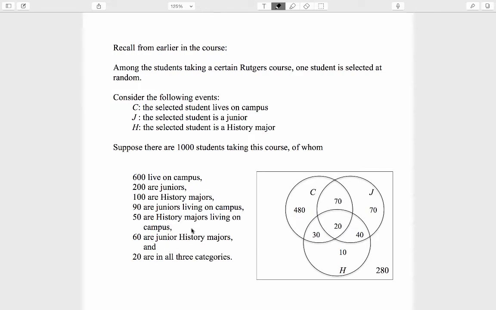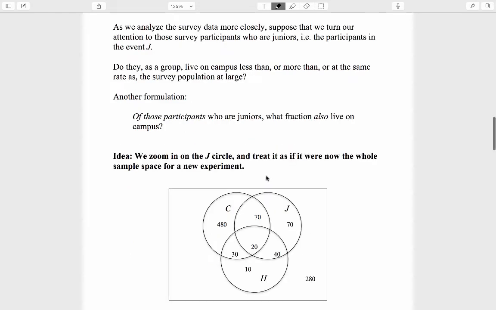This kind of survey that asks questions about these three categories is different from the kinds of surveys that we've been talking about more recently, where we just asked a yes or no question. Do you support the proposed law or are you opposed to it? This is a somewhat more sophisticated survey. This is a survey that collects enough information that we can try to find out something about the relationships among these different events.